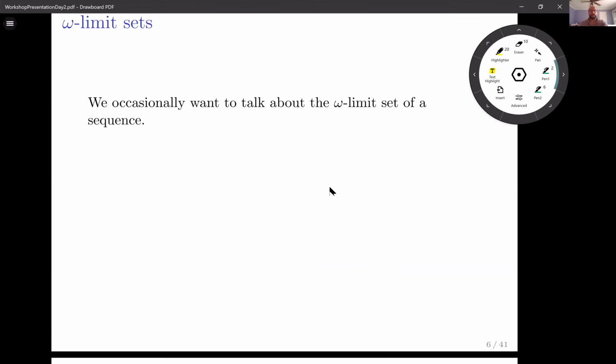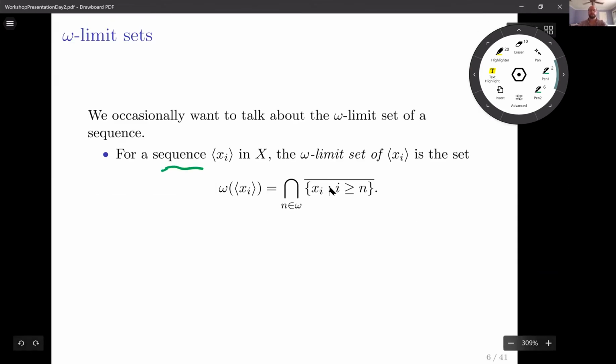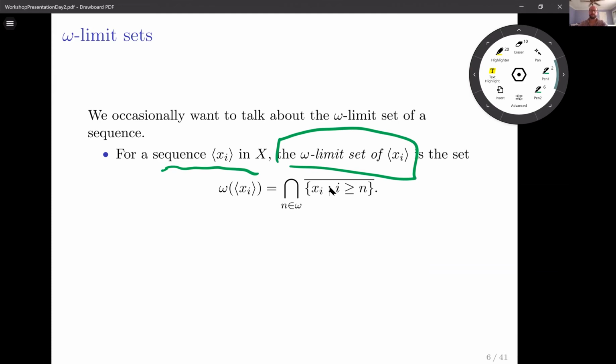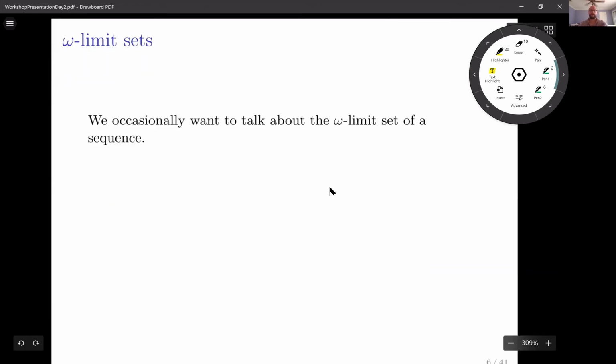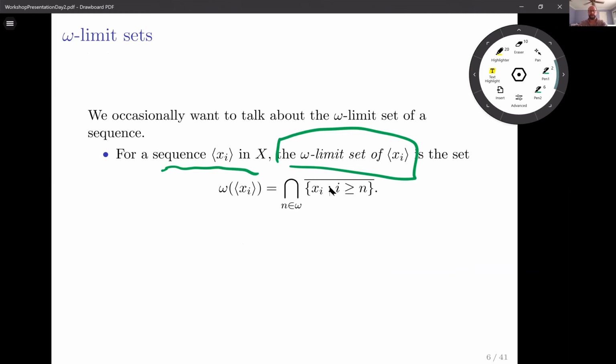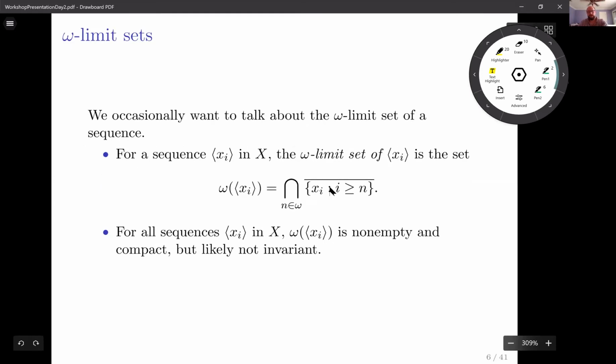So here we're going to take a sequence x_i in X, and we're going to look at the omega limit set of that sequence, and we're going to do the same thing that we did with the omega limit set, except instead of having the iterate f^i(x), we just have the ith term in our sequence. So this notion has nothing to do with the dynamics. It's just a strictly topological idea for a given sequence. And as such, we expect it to not have much to do with the dynamics.